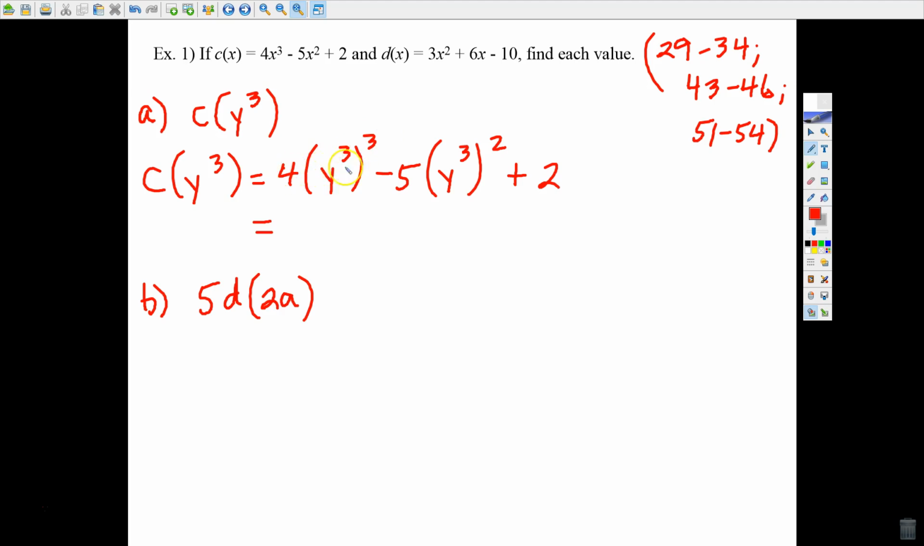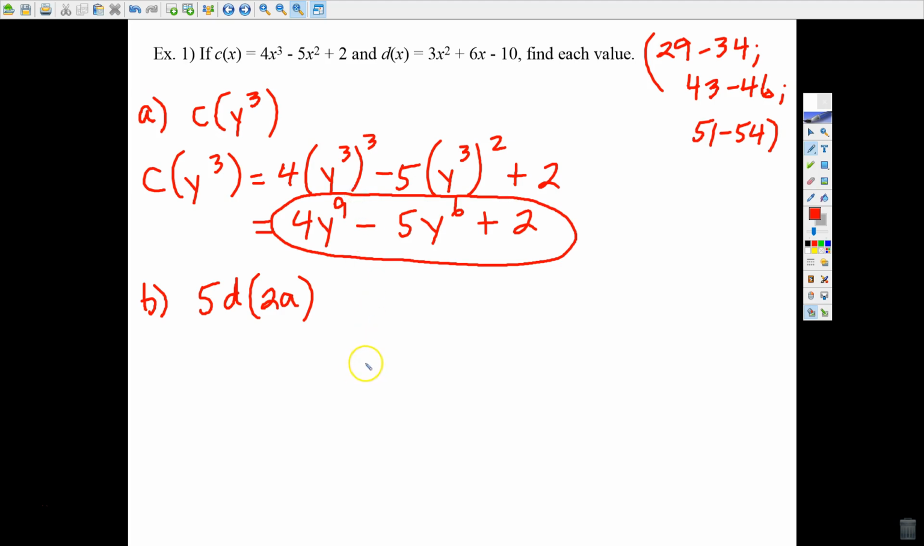We always do powers before we multiply. So let's see if we can do two things at once. In this y cubed raised to the third power, this would make y to the ninth. That's that power raised to a power rule. You multiply the powers together. And now we can multiply by 4, and that makes 4y to the ninth. Raising y to the third to the second power makes y to the sixth. So this second term is going to be minus 5y to the sixth. And then we just bring down the constant plus 2. And so this is our answer for example letter A. Okay, any questions so far?